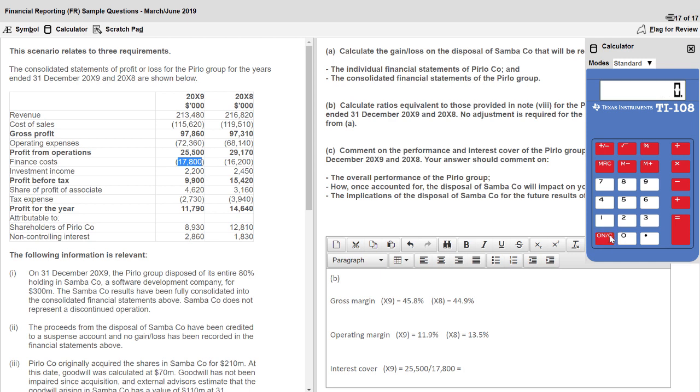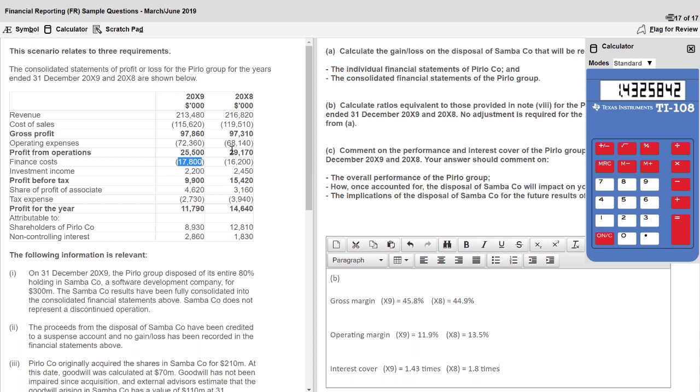So on my calculator, if I do 25500 divided by 17,800, what have I got? That's 1.43 times. Okay. Again, it's key to put in times because it's not a percentage. It's the number of times that you can pay it out. And again, just throw it in there without the narrative. Don't even write out the formula. Even if you write out the formula correctly and get the answer wrong, you get no credit whatsoever.